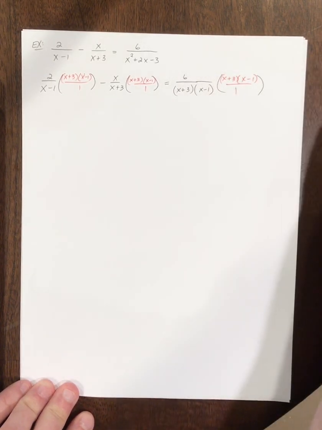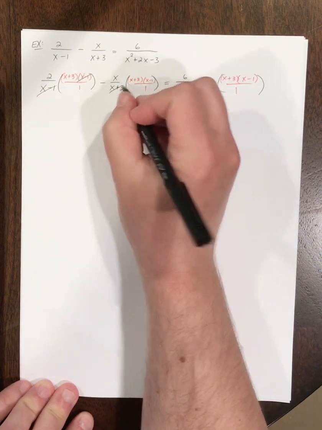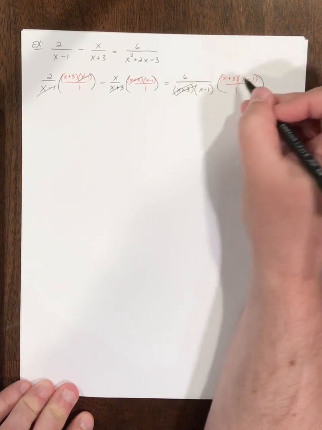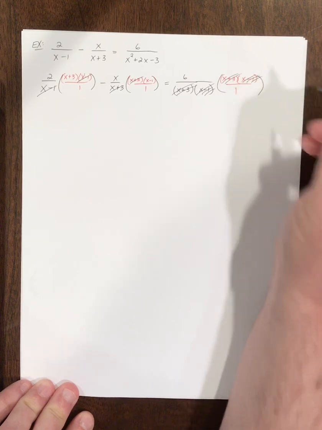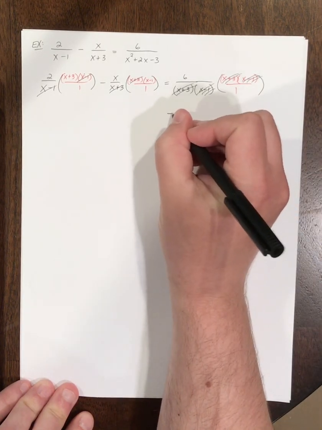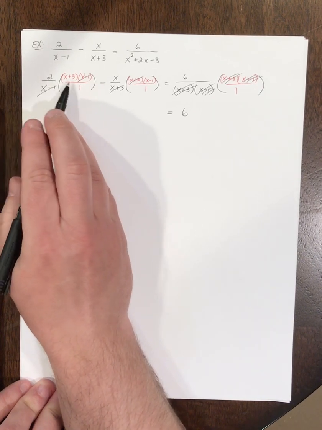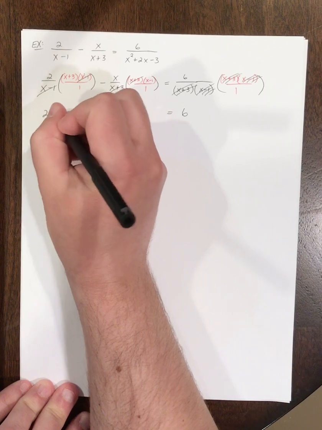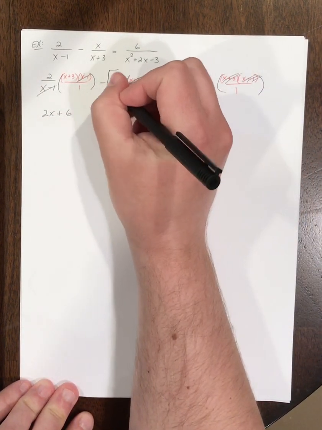And start canceling out. X minus 1 cancels here. X plus 3 cancels here. And here all of these quantities cancel out. So the right-hand side is just the number 6. Here on the left, I've got the 2 times x plus 3. That's 2x plus 6. Now again, here, remember, this is grouped together.